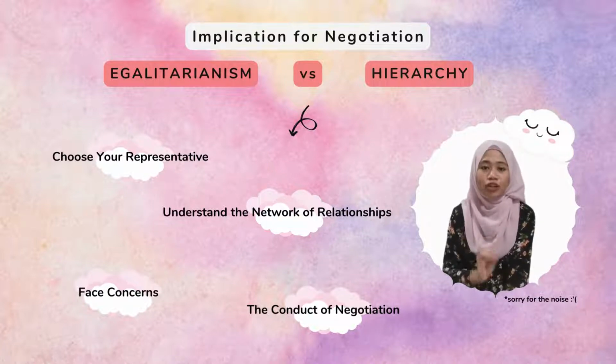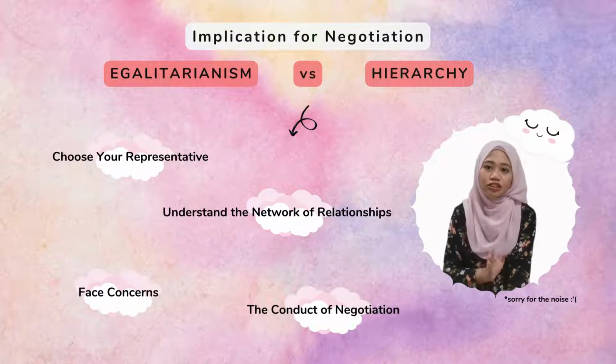Second, understand the network of relationships. Negotiation in societies with hierarchical culture needs numerous layers of approval, from the bottom line to the top level, while egalitarian is vice versa.